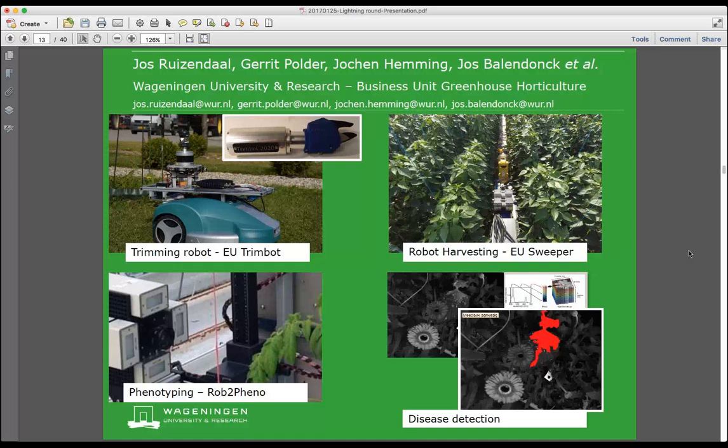The top right is our robotic harvesting robot. It's also an EU project, Sweeper. The goal of the project is to bring a first generation of greenhouse harvesting robots to the market. The bottom left is about phenotyping robots, and bottom right is detection of diseases and pests in greenhouse crops. So that's the short overview of the main projects we are working on right now. If there are any questions about these topics, please contact me.